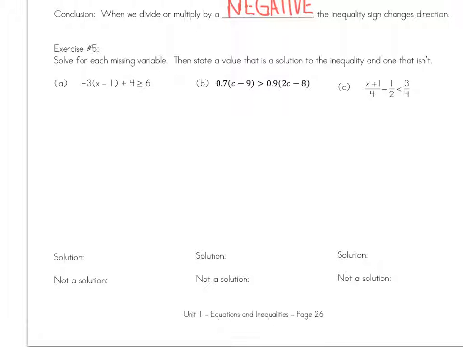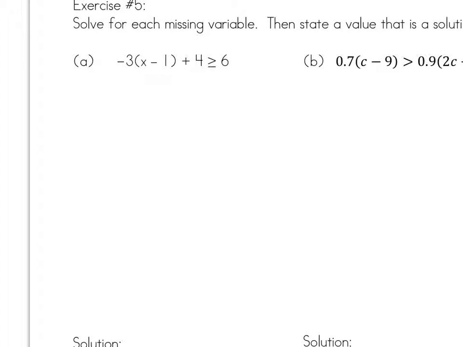Let's get started. A, what would you do here? Well, regardless of what method you choose, I see some parentheses. So let's distribute the negative 3 to the x and the negative 3 to the negative 1. So I now have negative 3x plus 3, remember a negative times a negative is a positive. Don't forget about the plus 4 is greater than or equal to 6.